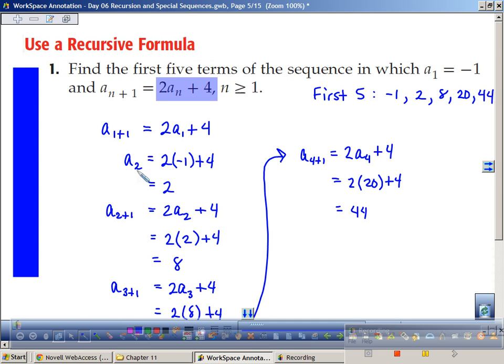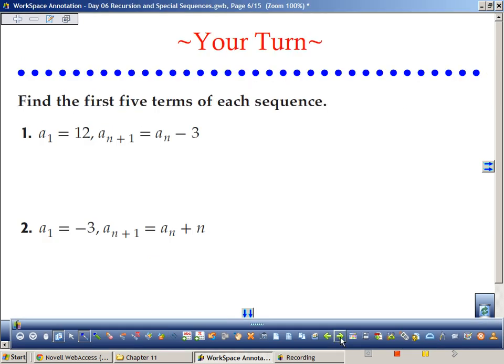Where? This one? N has to be greater than 1. Because if you make n -1, -1 plus 1 is 0. You get a to the 0. And we can't do a to the 0. Right? Make sense? Okay. Everybody good? Ready to start one?